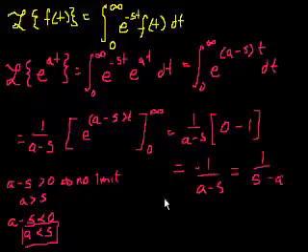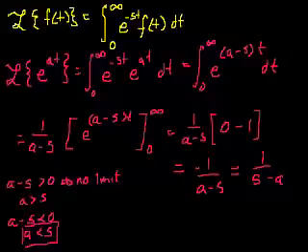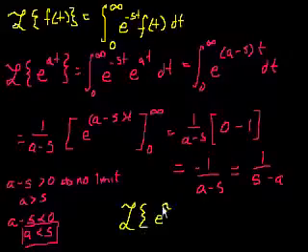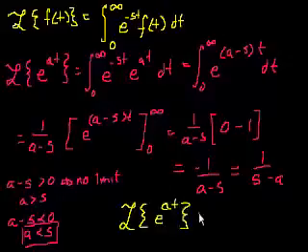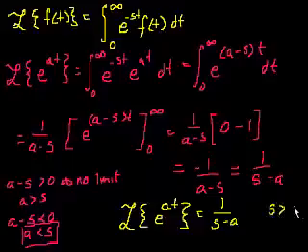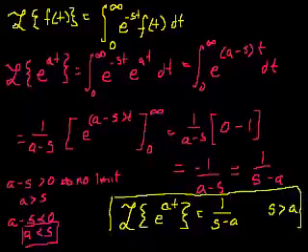So we have our next entry in our Laplace transform table. That is the Laplace transform of e to the at is equal to 1 over s minus a, as long as we make the assumption that s is greater than a. This is true when s is greater than a, or a is less than s. Either way, you can view it either way. So that's our second entry in our Laplace transform table.